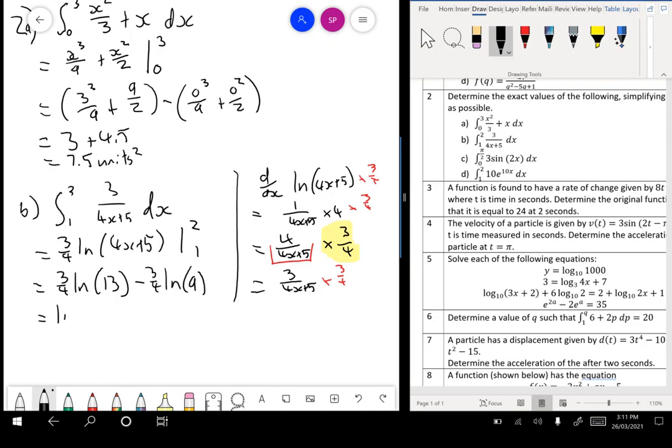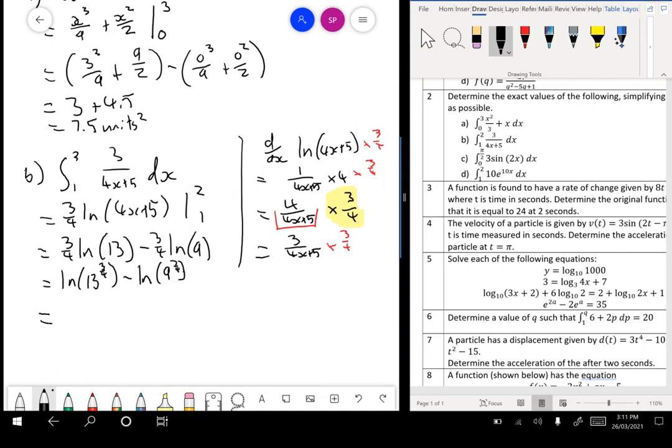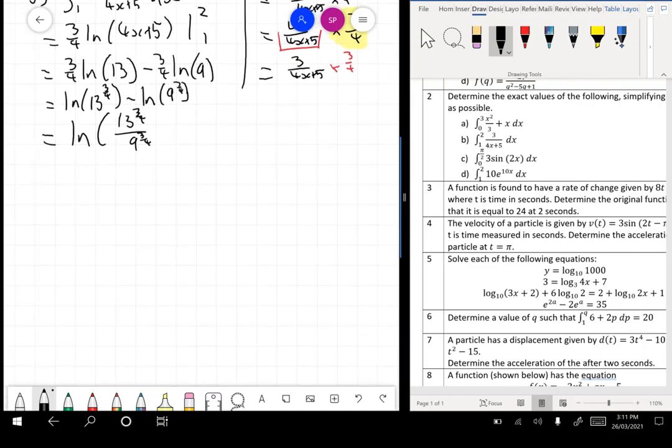So that would end up equaling ln of 13 to the power of 3/4 minus ln of 9 to the power of 3/4. And then we can combine them using our log laws, which is ln of 13 to the power of 3/4 over 9 to the power of 3/4. Of course, 3/4 being the 4th root of that cubed. But obviously, tech free, I don't need you to do that. Okay, on to C. That was a bit of an odyssey, B. Let's go on to C.